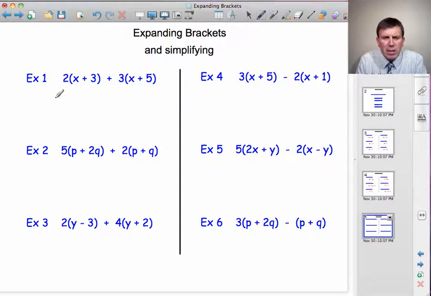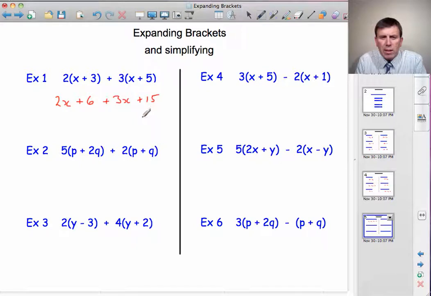2 times x is 2x. 2 times plus 3 is plus 6. Now we expand the second bracket. Plus 3 times x is plus 3x. Plus 3 times plus 5 is plus 15. All multiplying there, 4 lots of multiplication taking place.